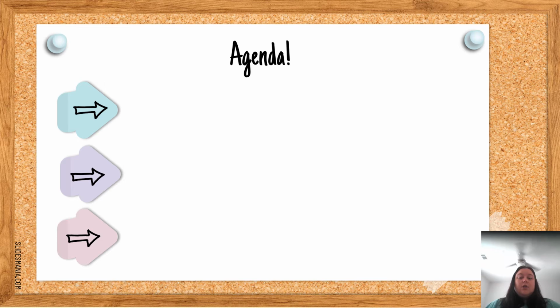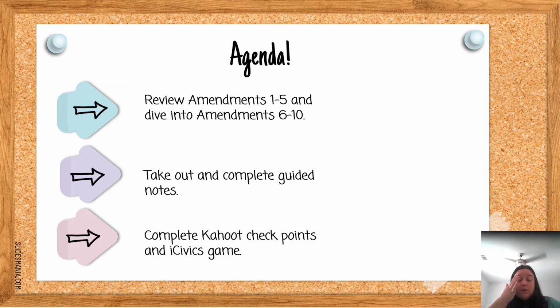So today on our agenda, we have review the amendments like we talked about, 1 through 5, 6 through 10. To do this, you will have to take out the completed guided notes that were handed out. You'll fill those in. If you have any questions, make sure to let me know. It's important that as we move through the information, students are understanding it and taking it in, having time to write the information down. Then we have the Kahoot checkpoints that we'll be able to complete, and then the iCivics game at the end to apply what you've learned through this information to this game.